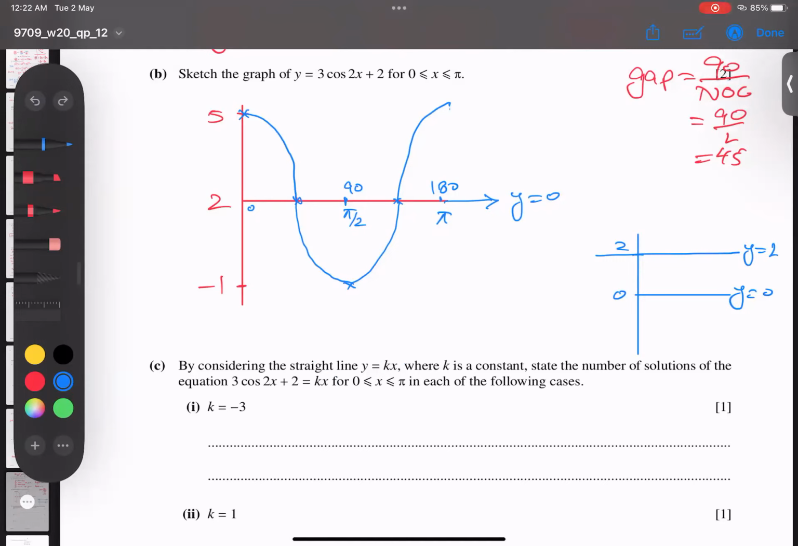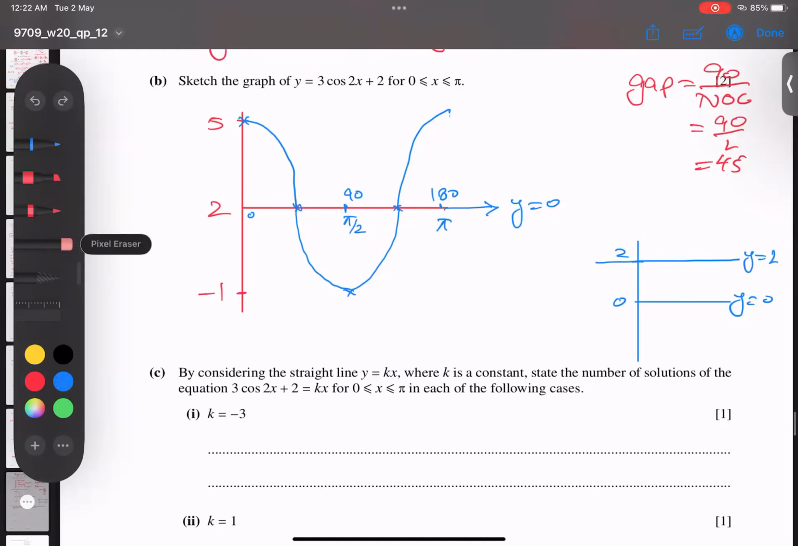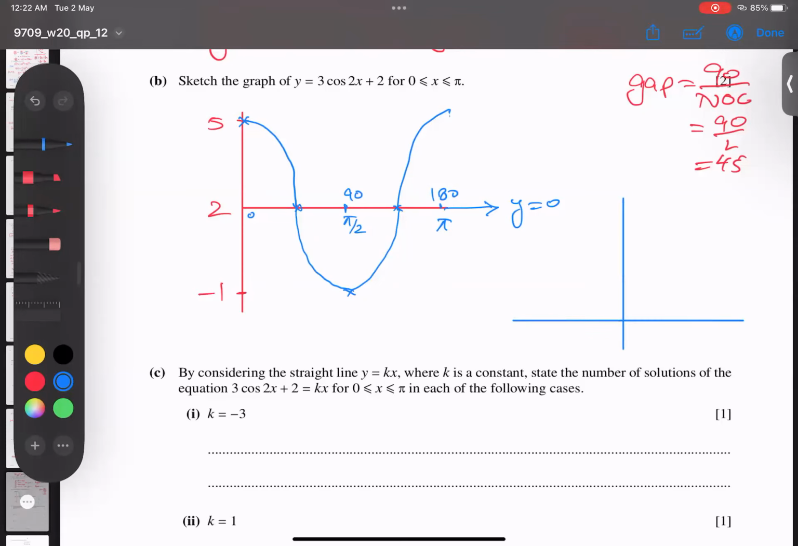But here we don't have that. You can see that we have y equal to kx. So by considering the straight line y equal to kx, it is not parallel to the x-axis, and it 100% passes through the origin. How do I know? y is equal to mx plus c. If c is 0, then c is not there, it means 0. So 100% the line passes through the origin.